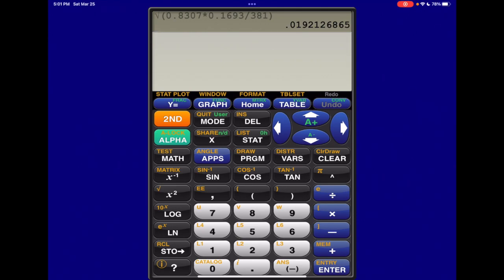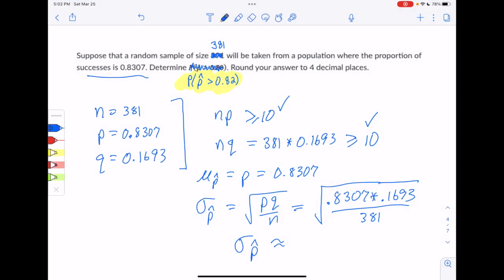0.0192126865. We need to remember that the 0 at the beginning of a small decimal number does not count as a significant figure. So our first significant figure is the 1, and then the 9, and then the 2, and then the 1, and the 5th one would be the second 2, which is followed by a 6. So we'll round that up and make it 0.019213. So sigma is approximately 0.019213. That's 1, 2, 3, 4, 5 significant figures, making sure that we remember that these leading zeros do not count as significant figures in that answer.